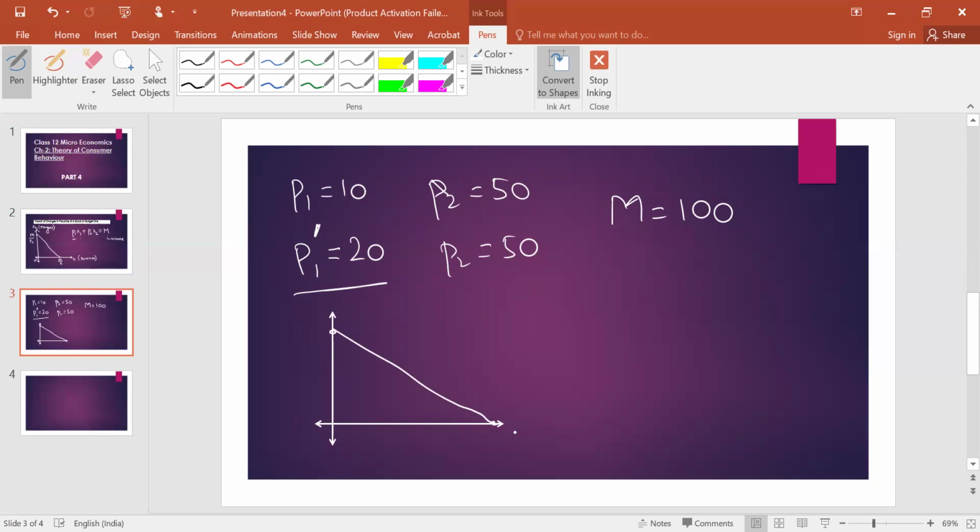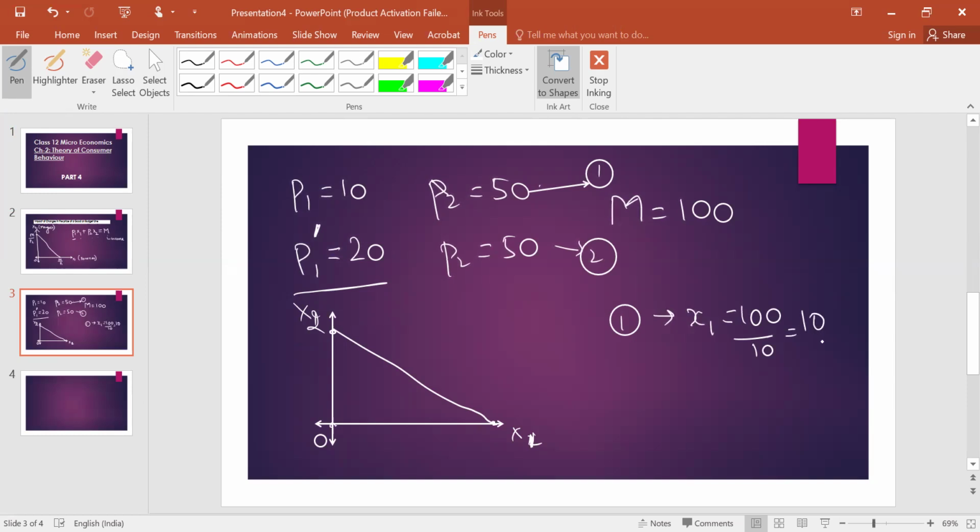Okay, this is my budget line, and this is X2, and this is X1. Now, what happened? Earlier I was able to consume, if I spend all my income on good one, in the first scenario, X1 equals 100 by 10, right? That is 10 units, considering X2 is equal to 0.